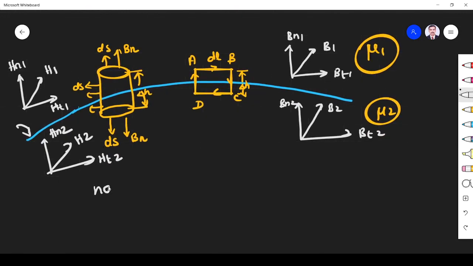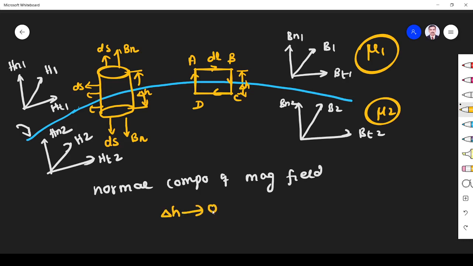In order to find the normal component of magnetic field, we have a Gaussian pillbox, right, with the height of del h. By using this, we are going to find the normal component of magnetic field. Okay. So you see, we have to shrink the height of the Gaussian pillbox to 0. It must be very small in order to avoid flux leakage from the side, right?